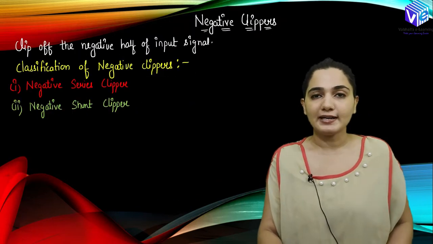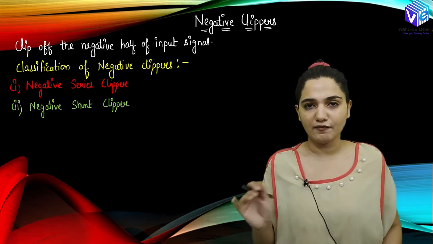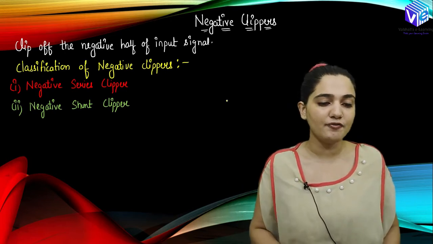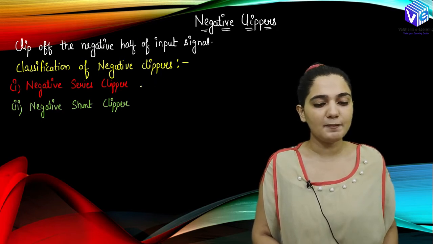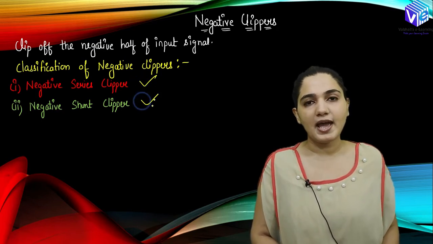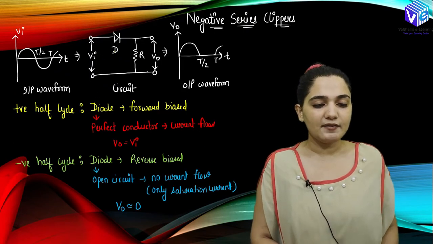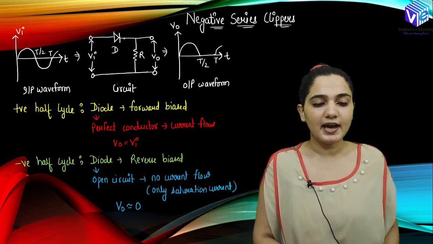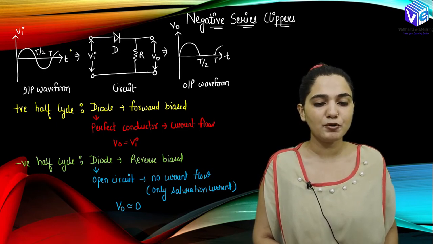So now coming to the negative clipper. The negative clipper, as the name suggests, is going to clip off the negative waveform. The negative half waveform is clipped off with the help of the negative clipper. Again, we have two types of negative clippers, the negative series clipper and the negative shunt clipper. What is the negative series clipper? In the negative series clipper, we are connecting the diode in series to the input voltage. So you can see here, this is my input voltage.